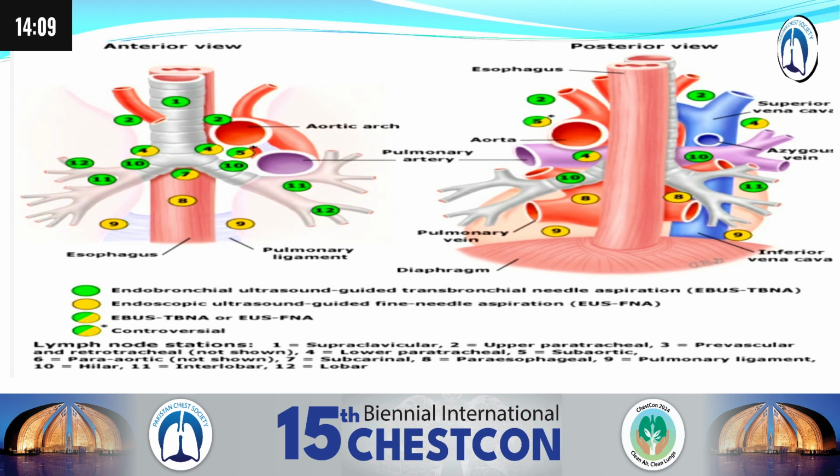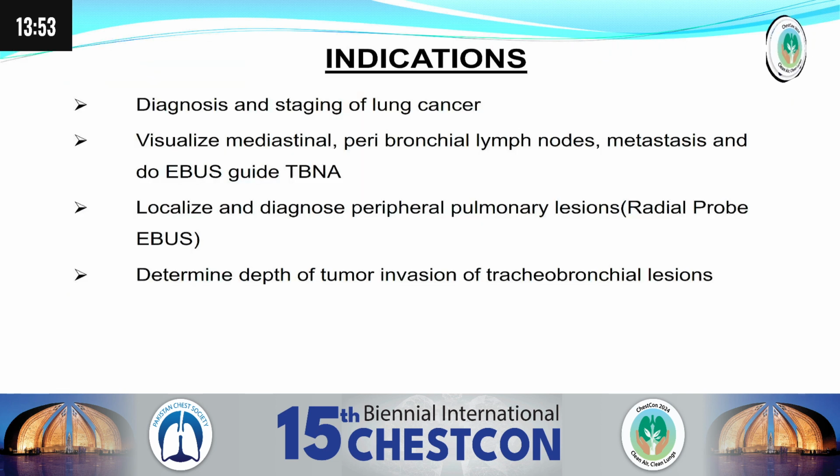The lymph node stations which we can reach by EBUS are 2nd, 4th, 7th, 10, and 11. Other stations we can reach by EUS, and we can use combined EBUS and EUS also. The indications are for staging and diagnosing lung cancer, visualizing peribronchial lymph nodes and metastasis, and localizing peripheral pulmonary lesions, which we do with the radial probe EBUS.